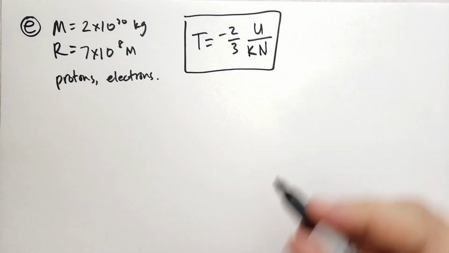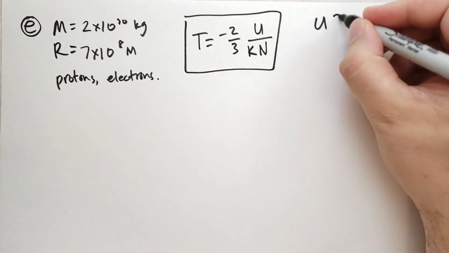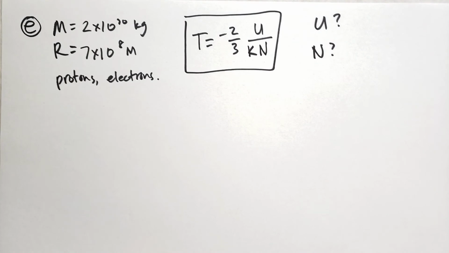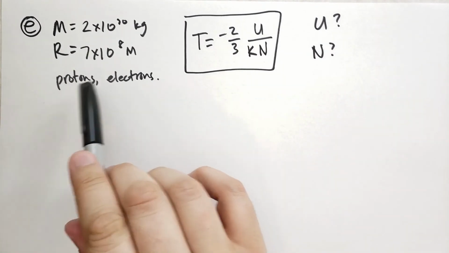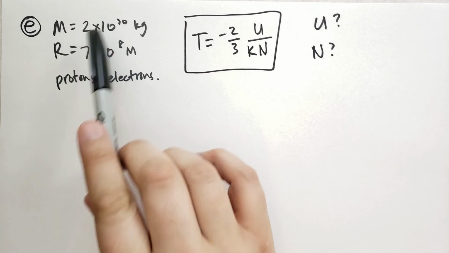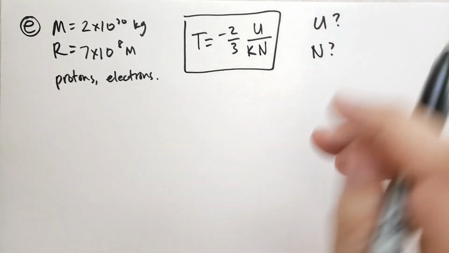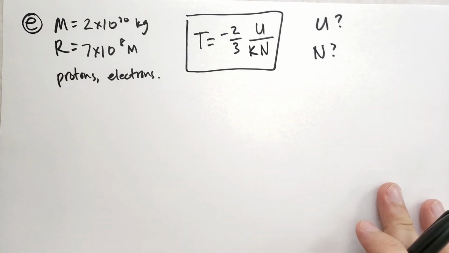The strategy for this problem is pretty straightforward. We need to calculate U and we need to calculate N. Okay, so N could be done if we know the mass of the protons and electrons, we know the total mass of the sun. There should be some relationship between the number of protons and electrons. The potential energy is much more complex, so we'll probably tackle that first.